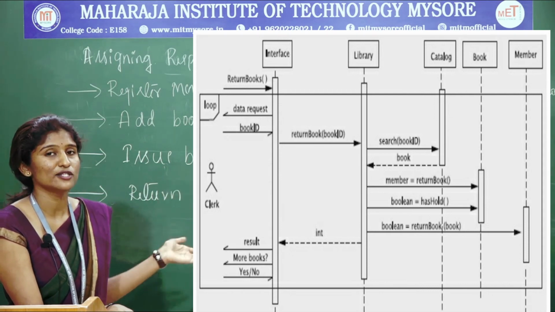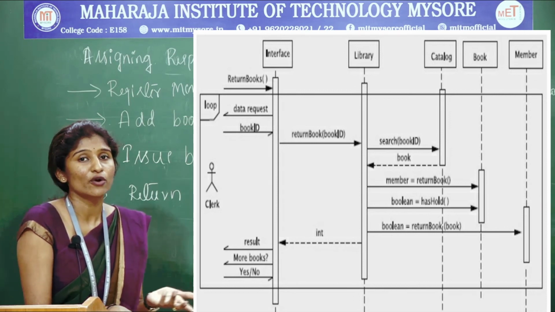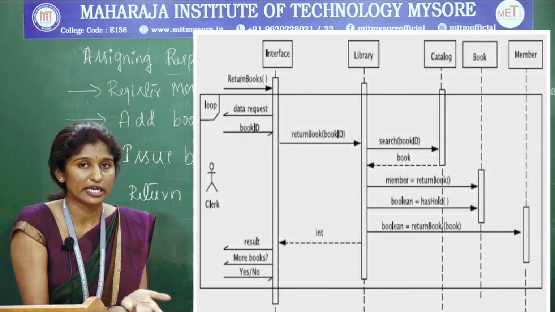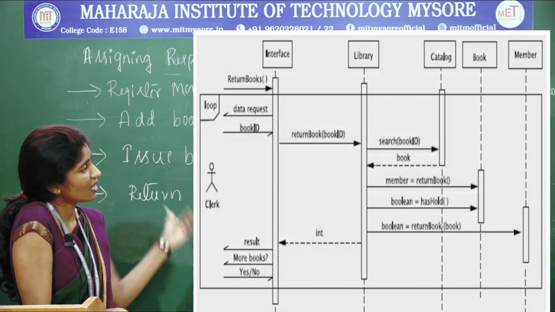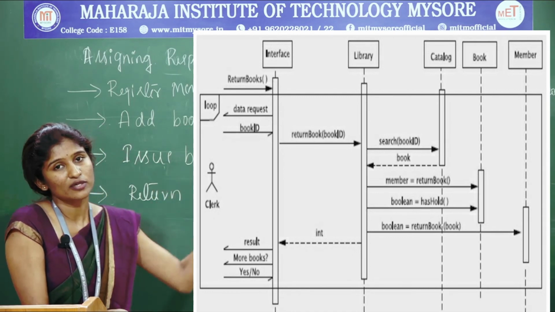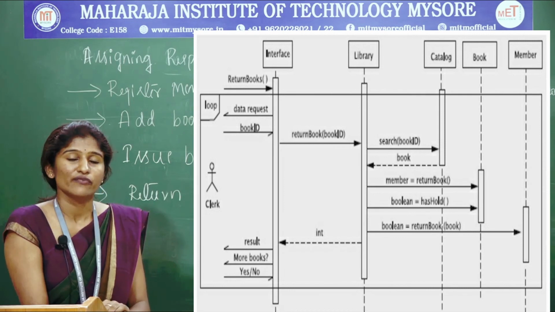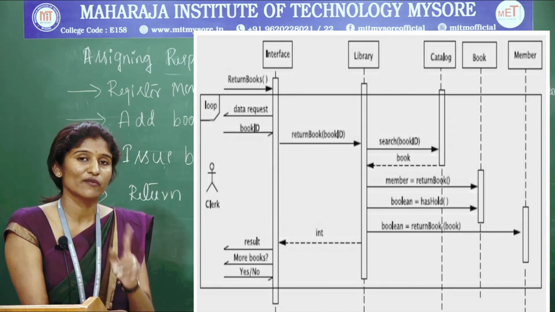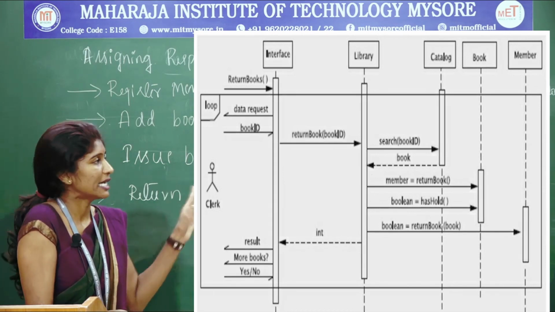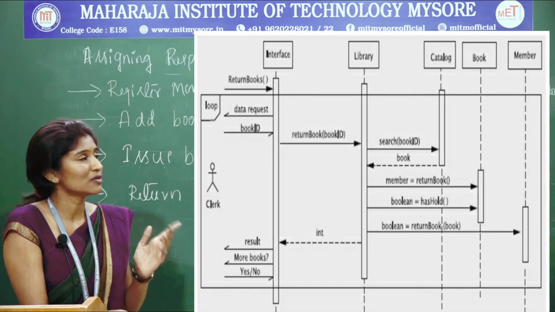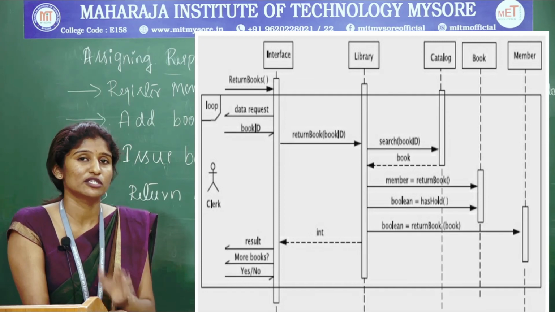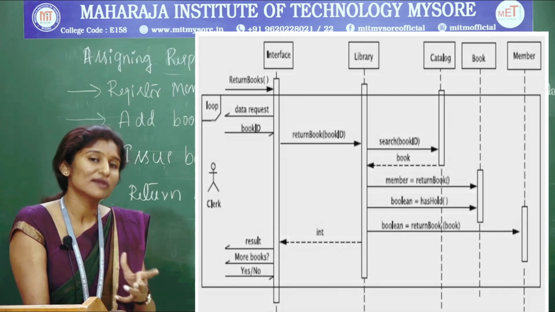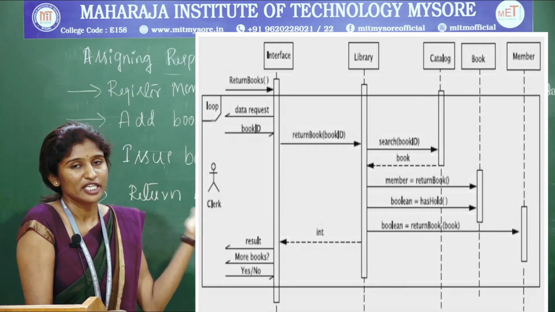After that the clerk is going to reply yes or no, whether he has more books to return. If he has more books to return, he is going to repeat the entire process for that many books. If he does not have more books, only one book is there, then it is going to exit. So the simple sequence diagram, the same thing we used in the use case diagram, will be represented in the sequence diagram.